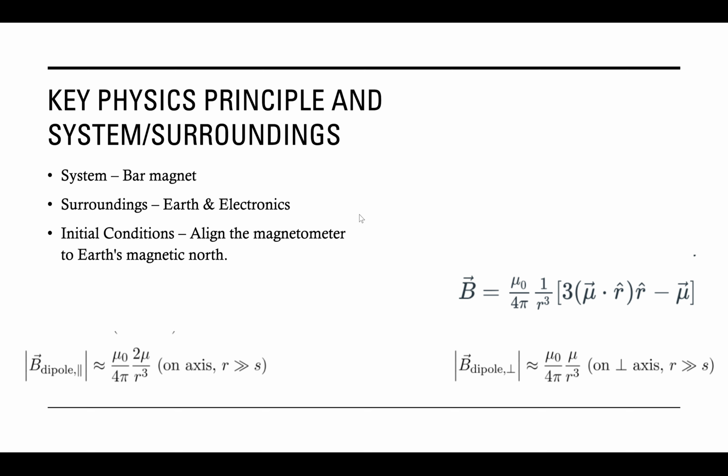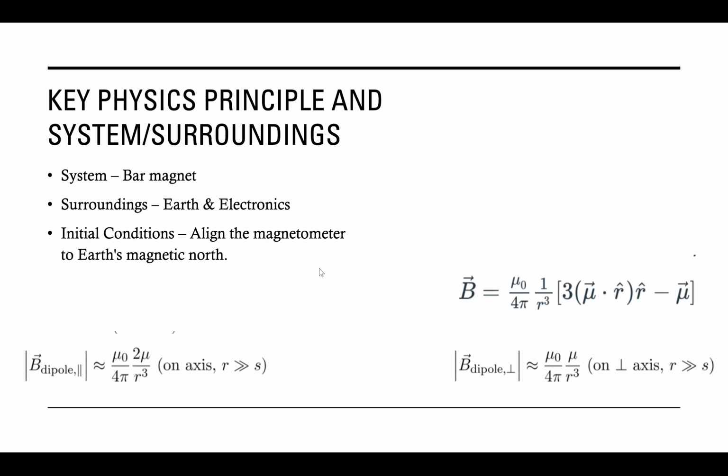So for my key physics principles, pretty much all we really needed for this lab was calculating what a magnetic field looked like, which is it just looks like an electric dipole. So I pulled these two equations, but the equation we really used when we're on axis is this one, which is a lot more approximating. This one's easier to do by hand, but this one's easier to do on a computer.